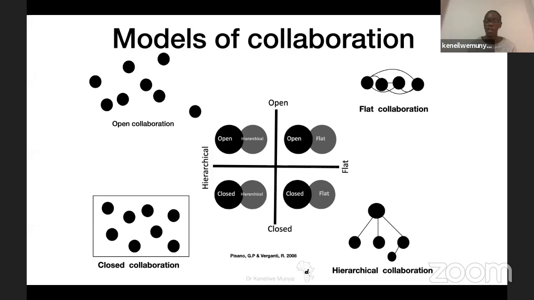And then of course the other two approaches to collaboration are hierarchical, which is where typically a manager makes all the decisions and the team just implements what the manager asks them to do. And then closed collaboration means that you have a team that is selected to work on the project and they focus on that.